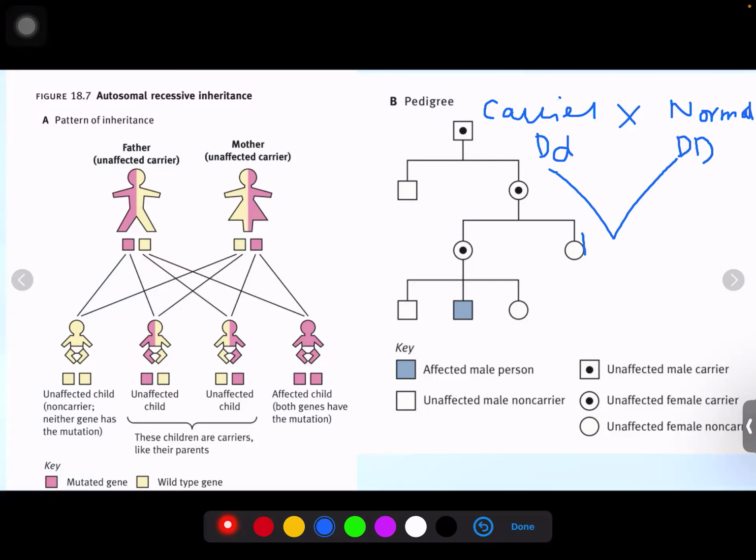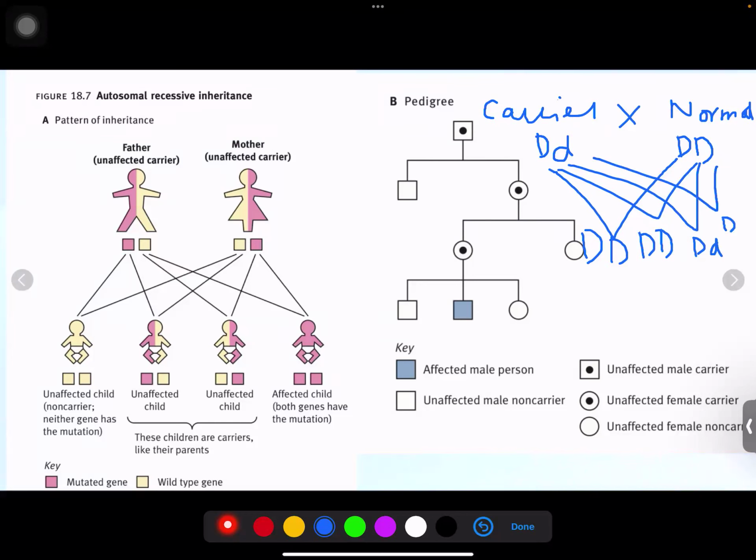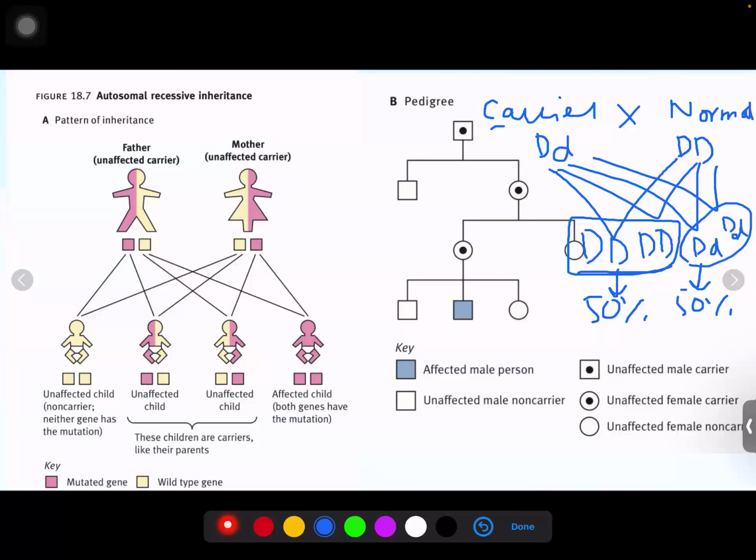So you write capital D, capital D, and capital D, small d, capital D, small d. So what happened here is 50% chances that the offspring will be normal, and 50% chances that the offspring will be carrier. So there is no disease. If one parent is carrier, the disease will not pass. There will be no disease in the offspring. Only 50% are carrier and 50% are normal.